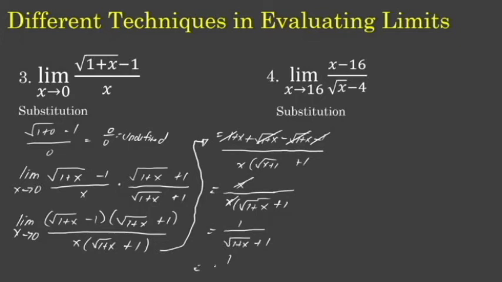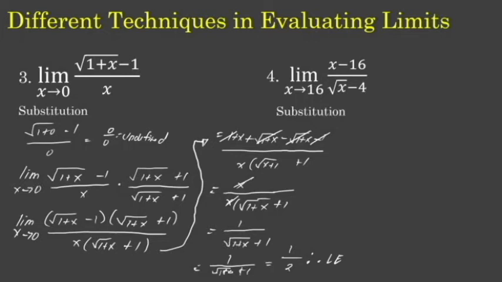So, we have 1. Ang value ng limit natin ay 0. So, we have square root of 1 plus 0 plus 1. That will leave us 1 over 1 plus 1 is 2. Therefore, the limit exists kasi 1/2 siya.